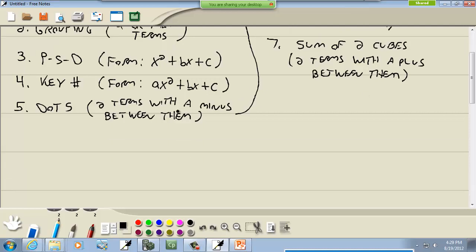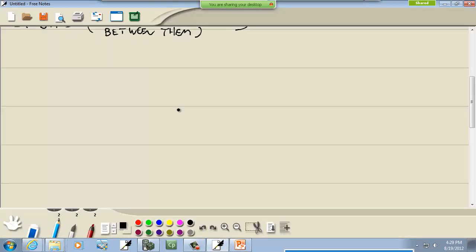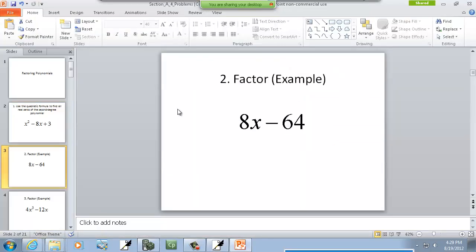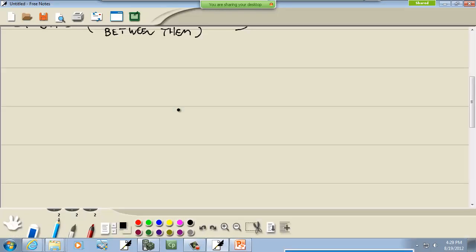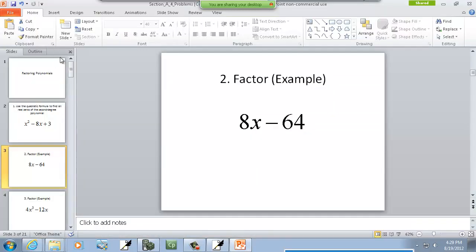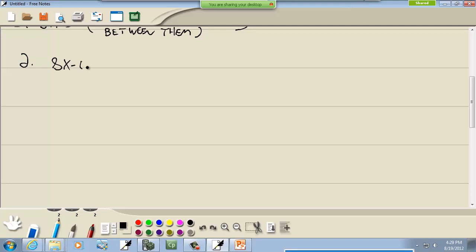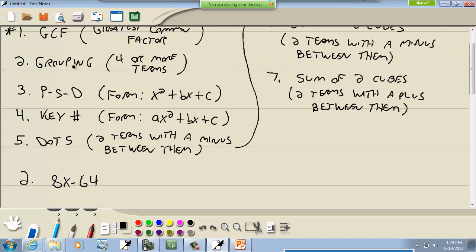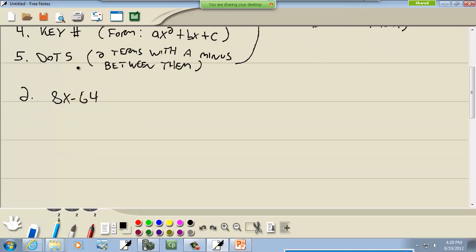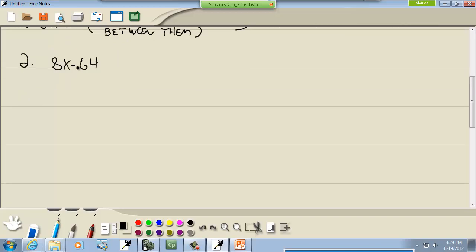Okay, let's look at these problems dealing with factoring. Let's see. We got 8x minus 64. Now our first method is GCF, greatest common factor. So we're going to try to factor out what they have in common. Number-wise, we look at the 8 and the 64, and we look for the largest number that divides into both of those, which would be 8.